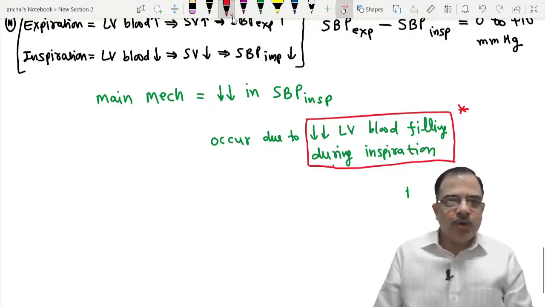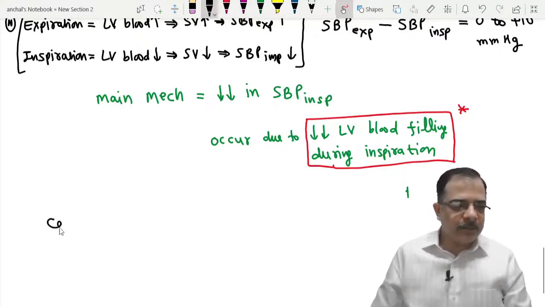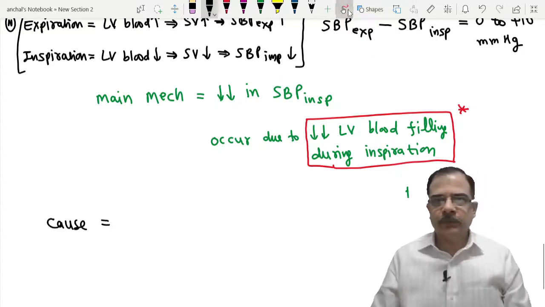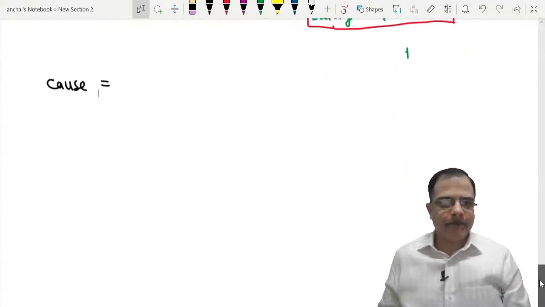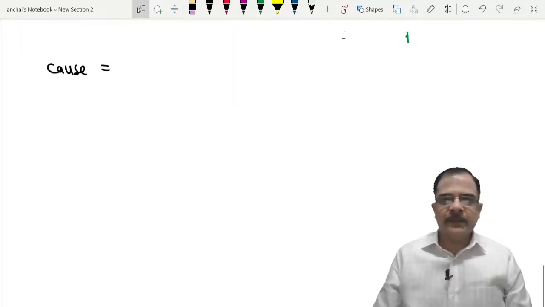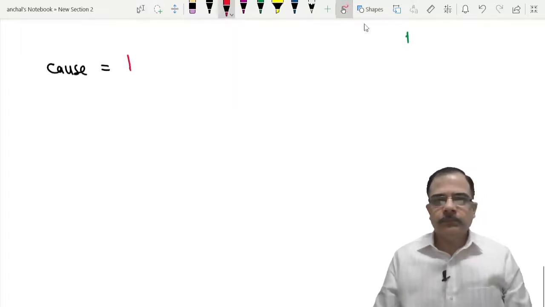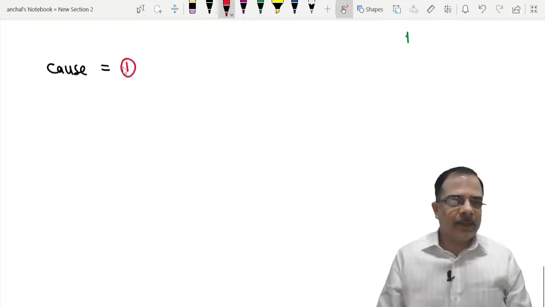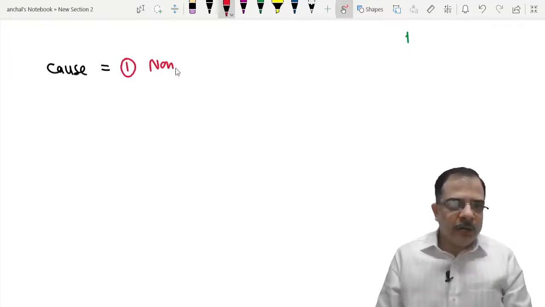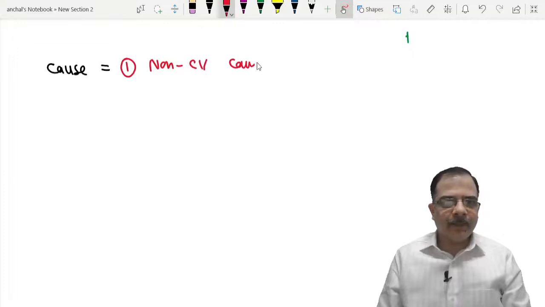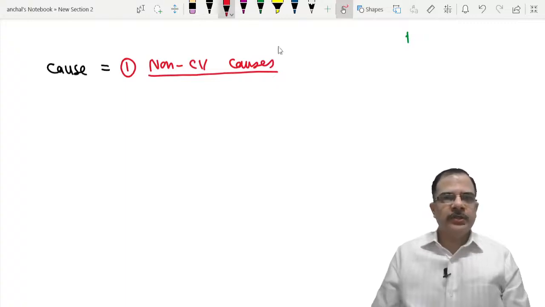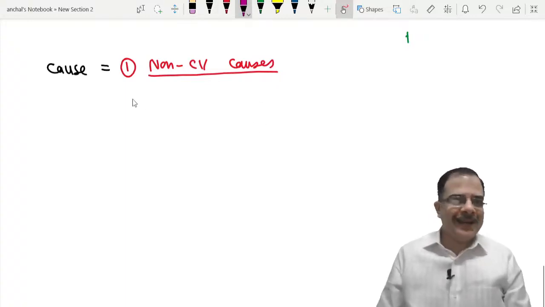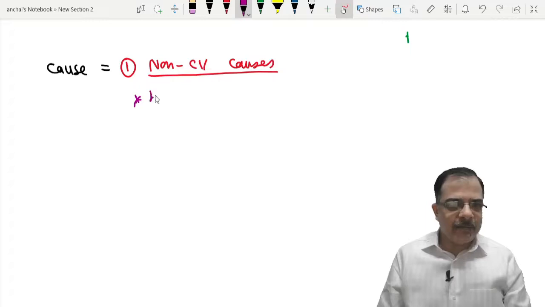Now coming to the causes. The number one cause is non cardiovascular causes, and remember one word, and that one word is hyperventilation.